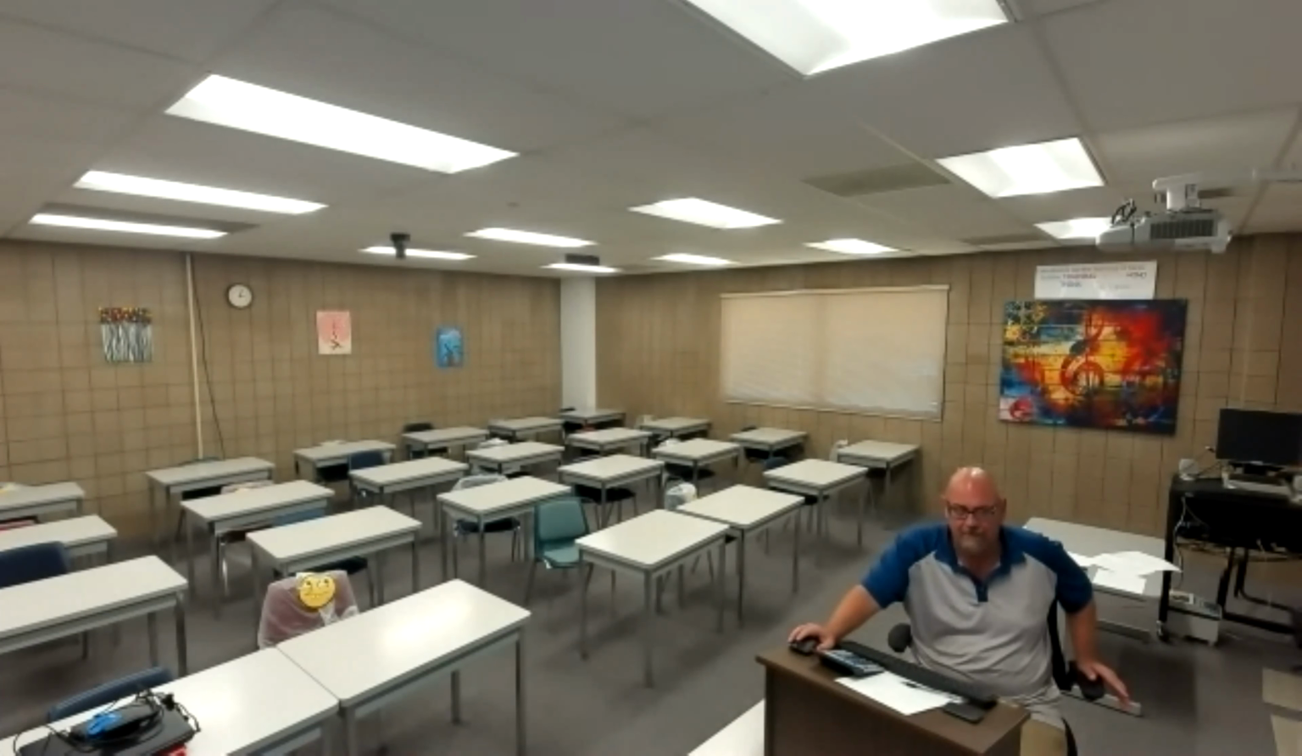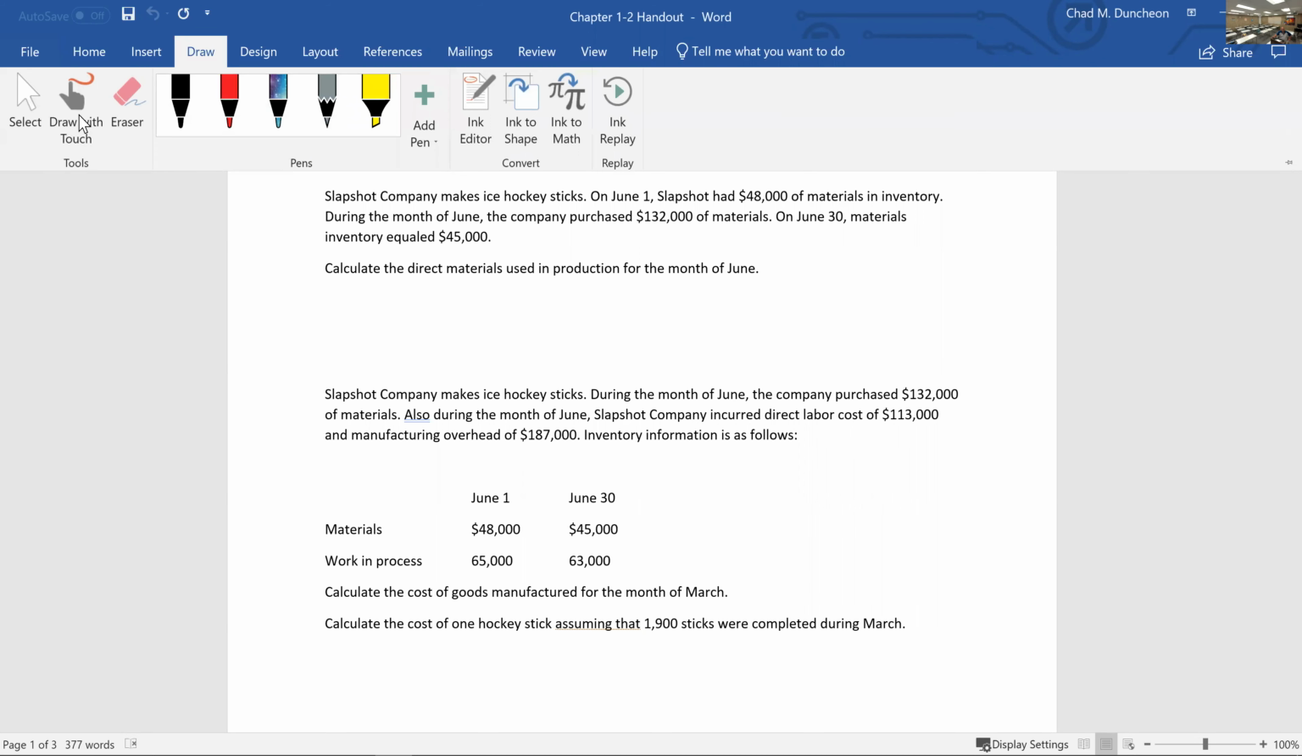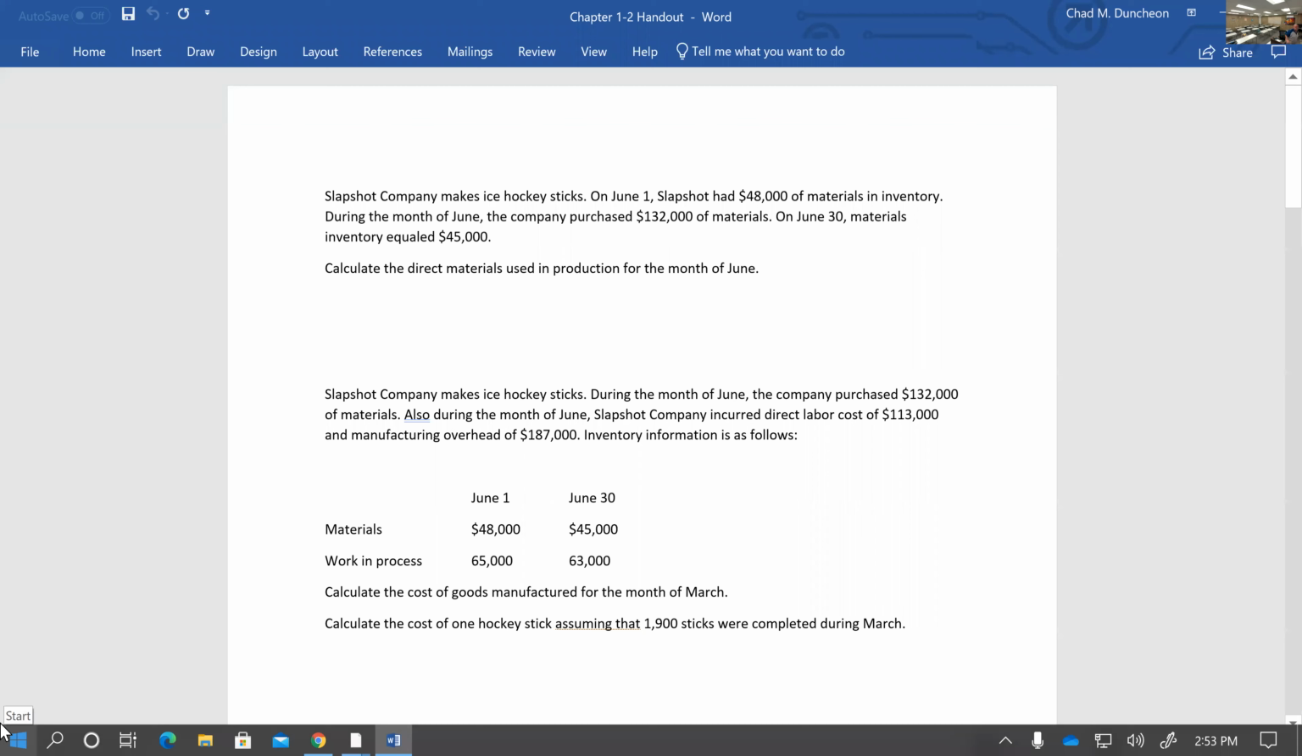And then putting those together, finding the direct materials used in production, the cost of goods manufactured, cost of goods sold, operating income. So we've got some questions on that first, and then the second part, we're going to identify the costs. So I'm going to get my screen shared with you here, and let's get going on this assignment. Okay, so Slapshot Company makes ice hockey sticks.